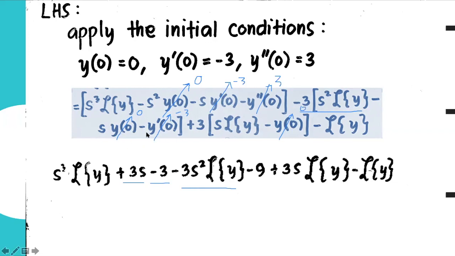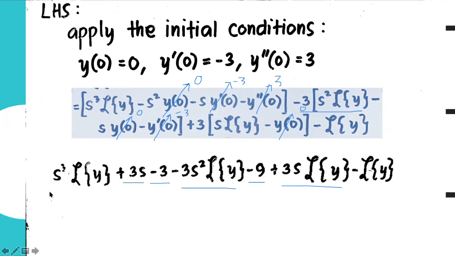-3 times negative is +3 times -3. So you have -9. Okay, let's go here. 3 times s Laplace of y. So you have this. And this is 0. So 0 times 3 is 0. And then finally, you copy Laplace of y. Take note of the grouping symbol. So you should be careful of doing or writing the grouping symbol.